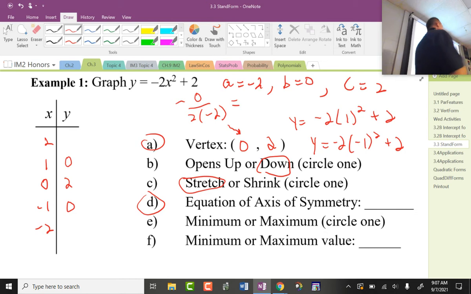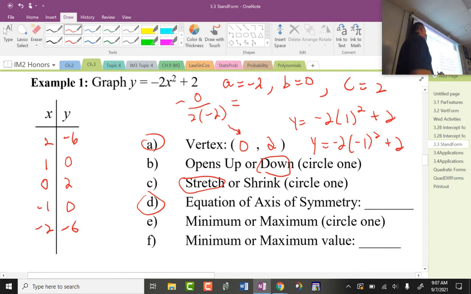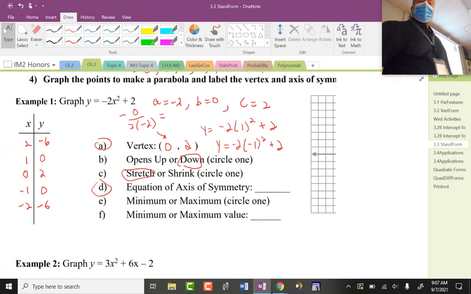I'm not writing this in. I'm going to evaluate in my head. 2 squared is 4. 4 times negative 2 is negative 8. Negative 8 plus 2 is negative 6. Guess what? This should be negative 6. Use symmetry. You should not have to evaluate more than twice, let's say. If you wanted to double check yourself, though, you could.